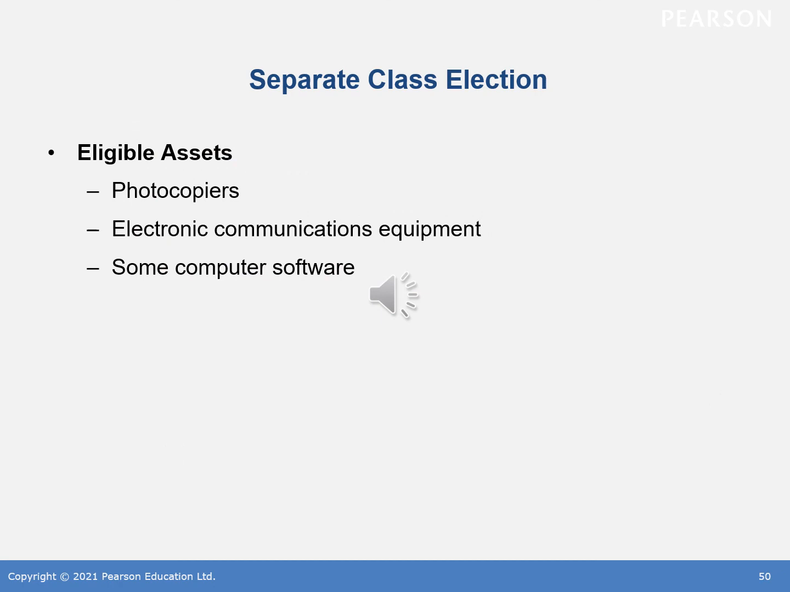You may have recalled earlier we talked about some eligible assets that could consider a separate class election, specifically photocopiers, communications equipment, or other software. And the reason being the rate of change in technology areas typically far exceeds the rate of CCA allowed within these categories. So by tracking them as a separate class, you're able to take terminal losses at the proper time once you dispose of those assets or that computer software.